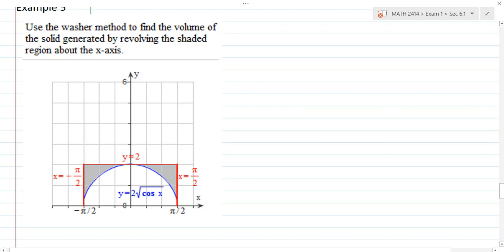We can once again use symmetry. We're revolving around the x-axis, which is this axis right here. The region on the left is the same as the region on the right. So what I'm going to do is double my integral and just use the positive numbers. So this area is going to be the same as this area. So when I set up my integral for my volume, I'm going to double that integral that goes from 0 to pi over 2.